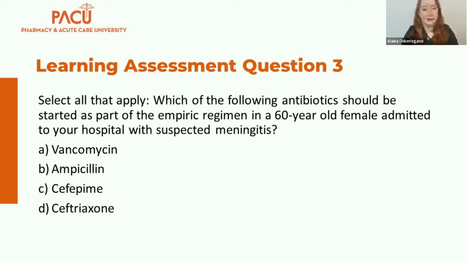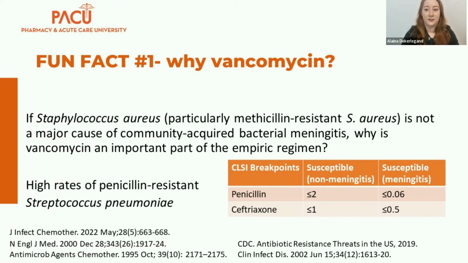All right, for our third learning assessment question, this is a select all that apply. Which of the following antibiotics should be started as part of the empiric regimen in a patient who is 60 years old, admitted to your hospital with suspected meningitis? For the purposes of this question, we'll assume that she does not have any past medical history. So the options are vancomycin, ampicillin, cefepime, and ceftriaxone. And so we would want to add A, vancomycin, B, ampicillin, and D, ceftriaxone. Because this patient is greater than 50, we would have to add on the ampicillin to the standard regimen of vancomycin and ceftriaxone.